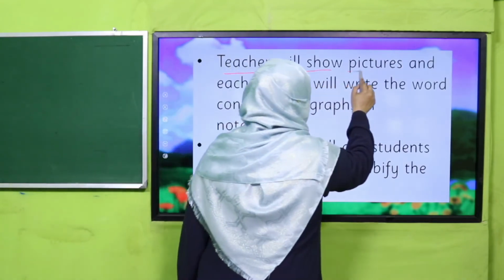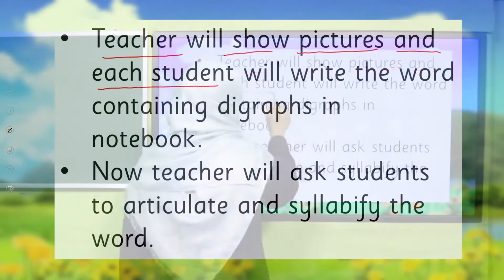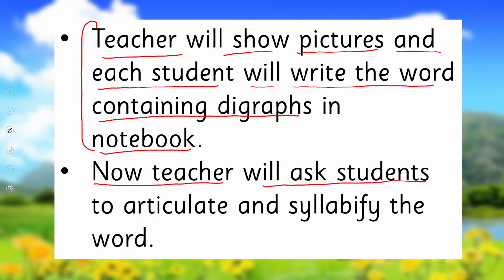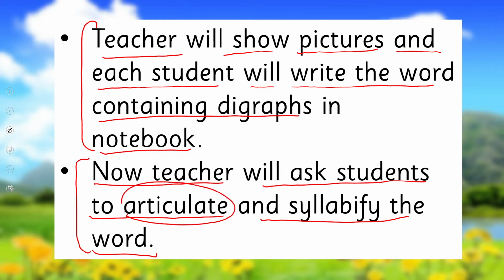Teacher will show pictures and each student will write the word containing digraphs in the notebook. Okay, so you will write the name according to the picture shown. Now teacher will ask students to articulate and syllabify the word. Okay, you will articulate, you will say the word and you will make the syllables. You will syllabify those words and the pictures are here. Are you ready? Are you clear with the concept?